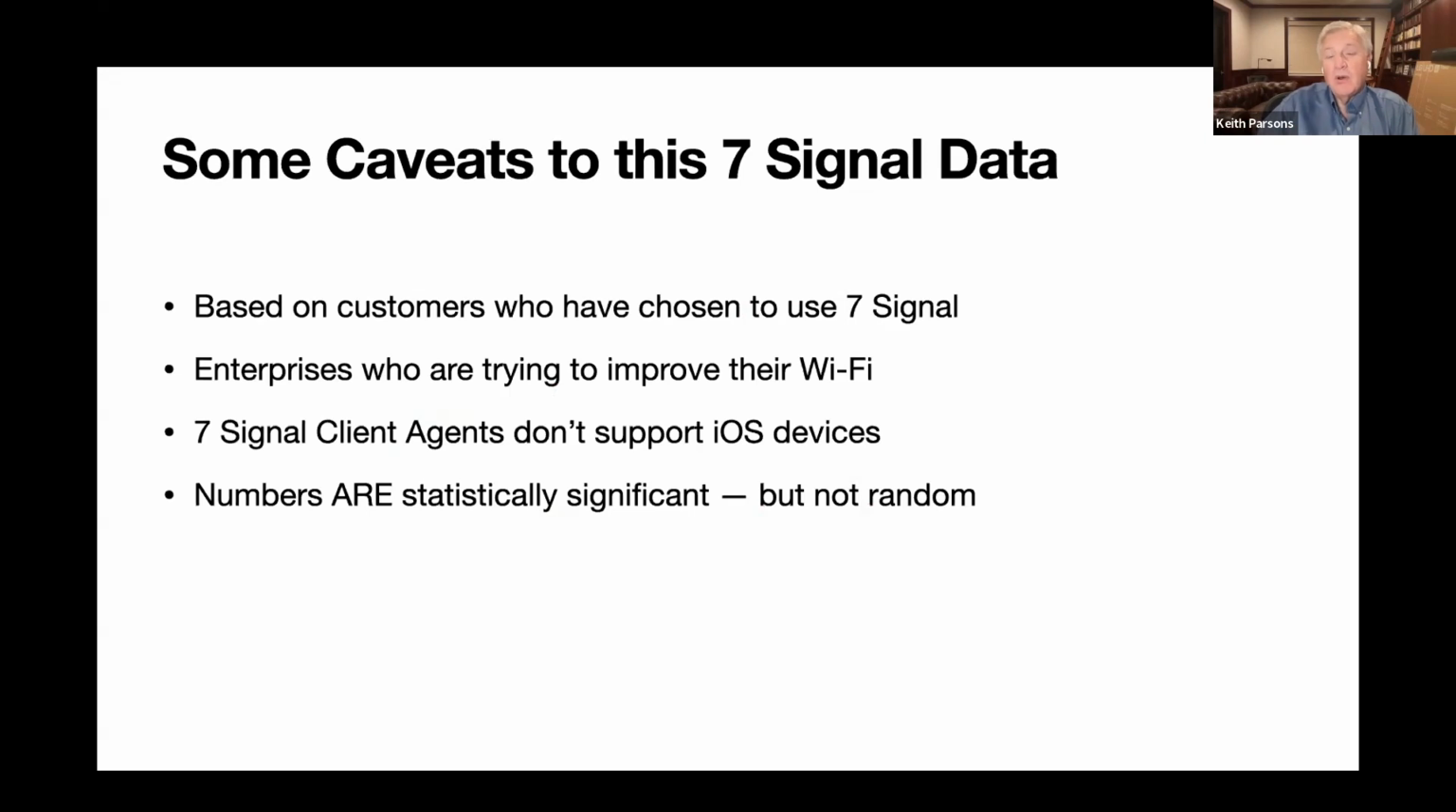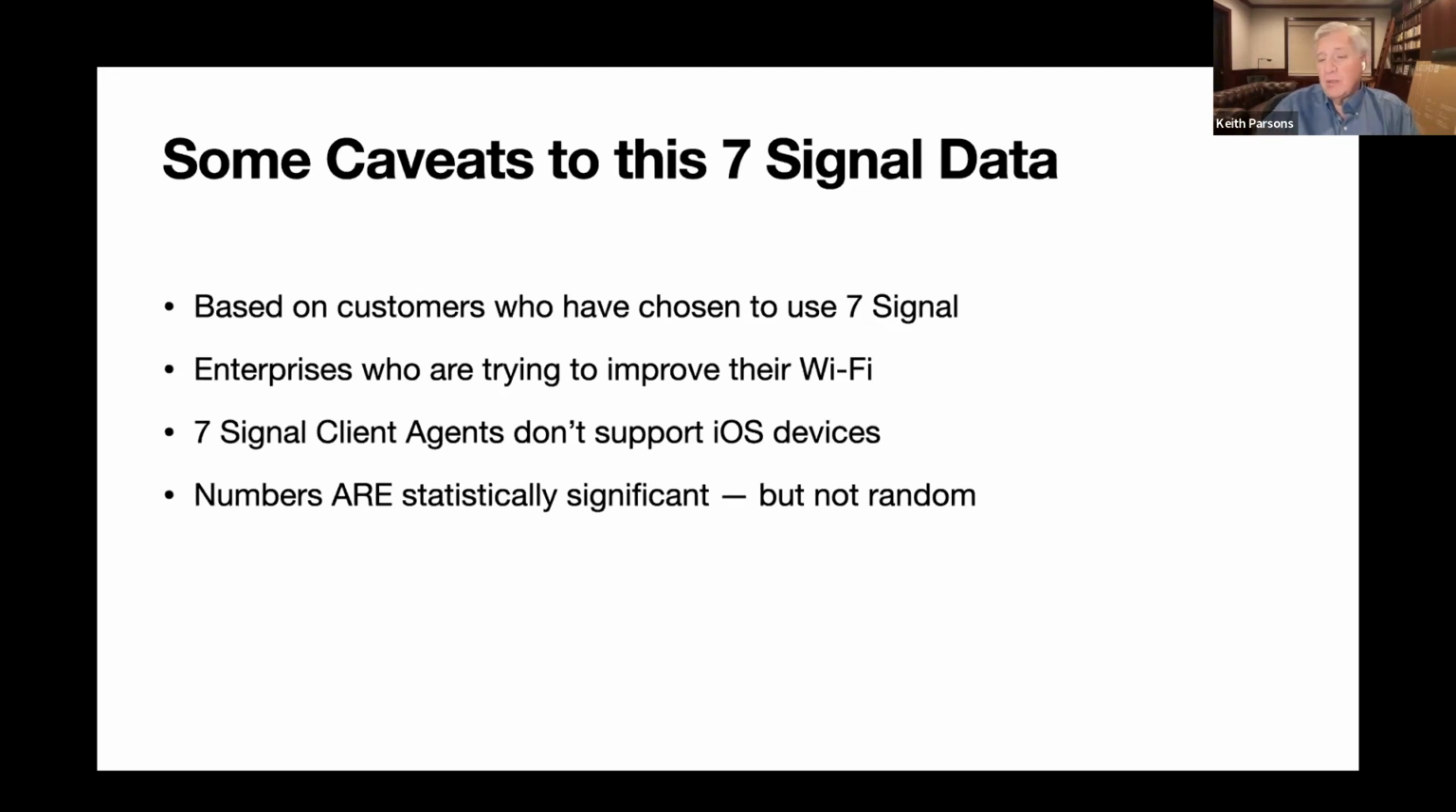And of those customers, they're all trying to improve their Wi-Fi. So I'm not going to say cream of the crop, because there's a lot of people who do really good on their Wi-Fi, but we're probably not hitting the bottom end of people who just throw up an AP and hope it works. This is also not home user based. This is more enterprise based. Additionally, a lot of this data comes from 7Signal's clients, and their client agents currently don't support iOS devices for a whole wide variety of legal reasons.